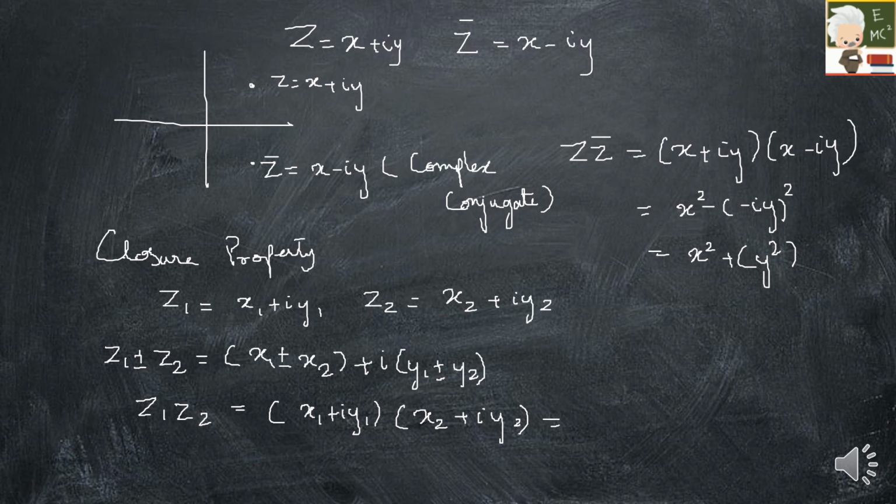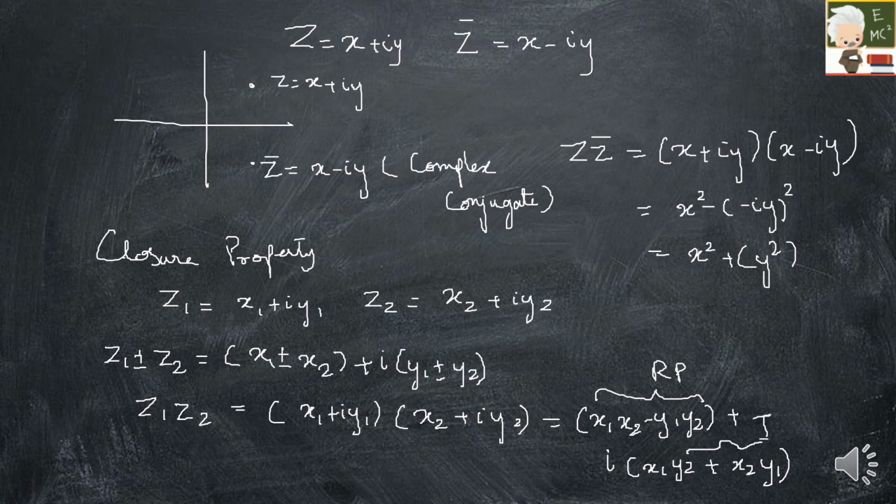So I'll write it directly, which will be x1 x2 minus y1 y2 plus i into x1 y2 plus x2 y1. Okay, so just multiply. You can split this: this will be my real part, and this term will be my imaginary part. So this is the second property. So this was my first property and this was my second property.